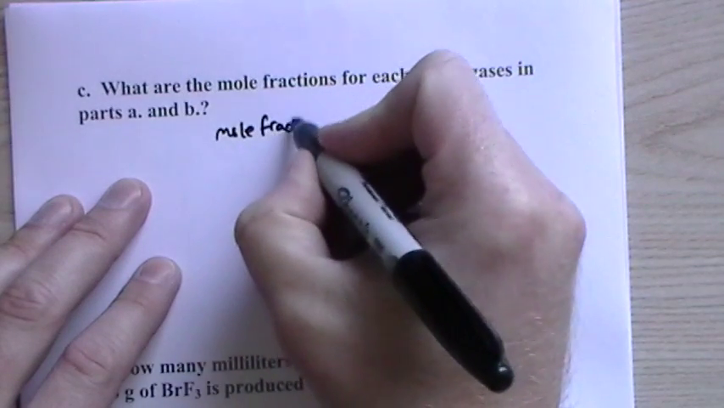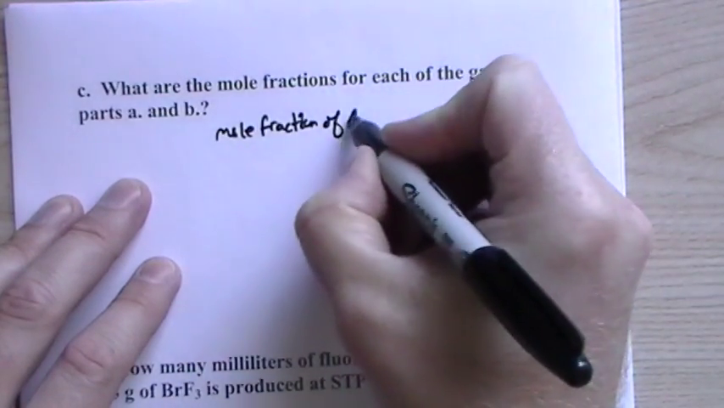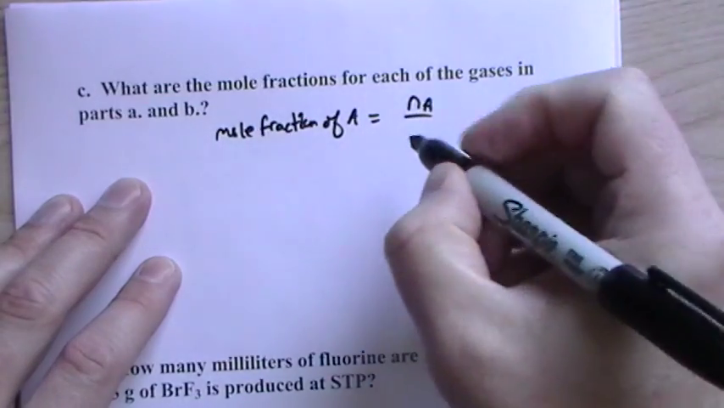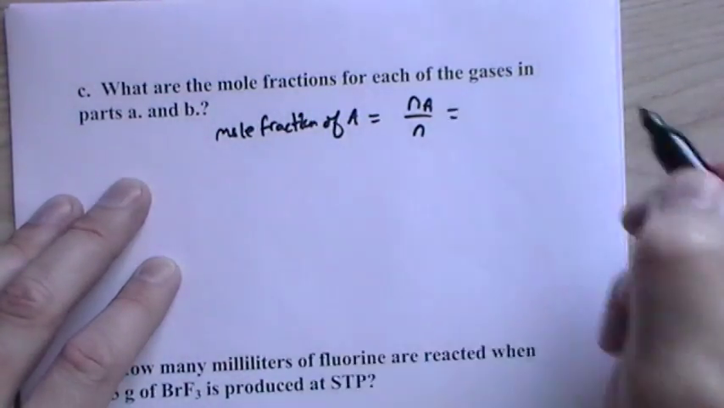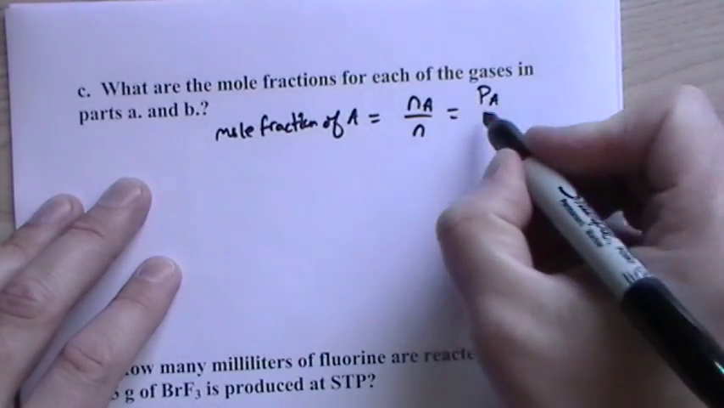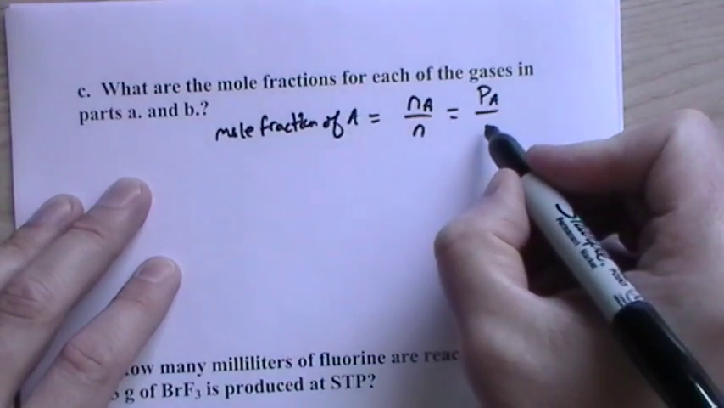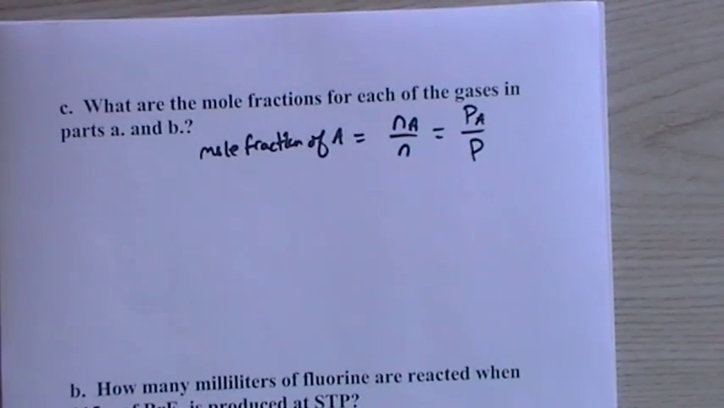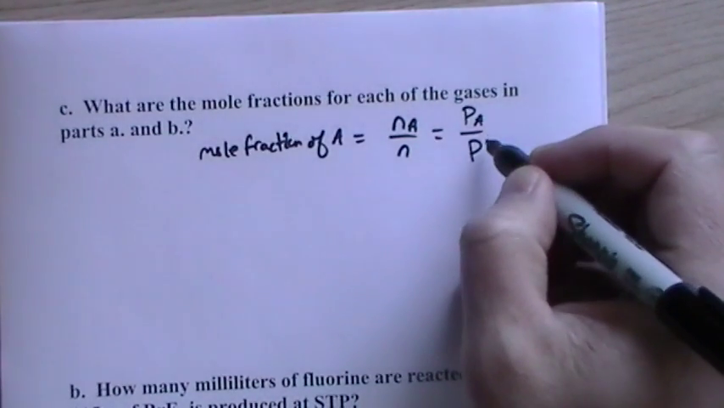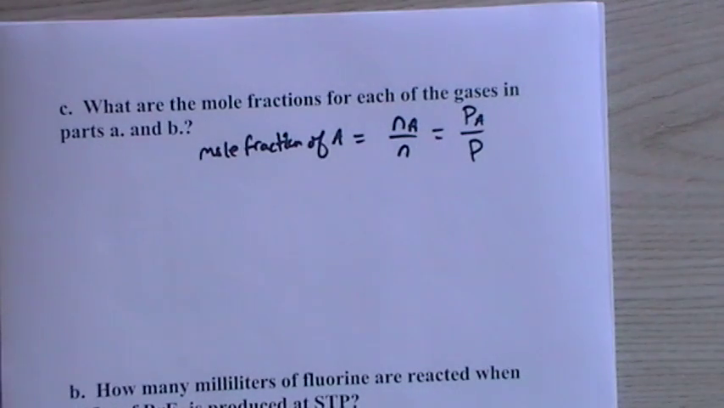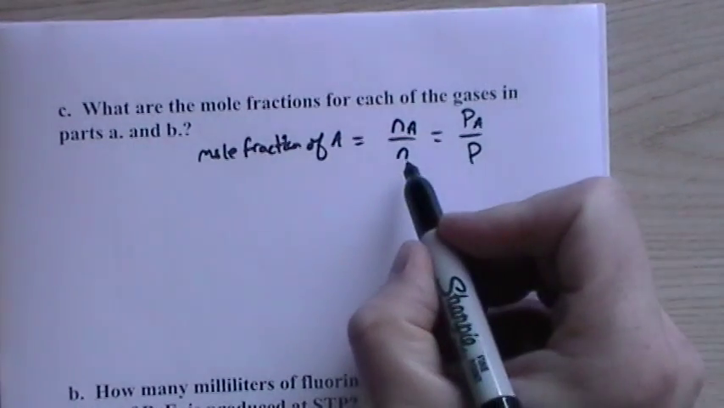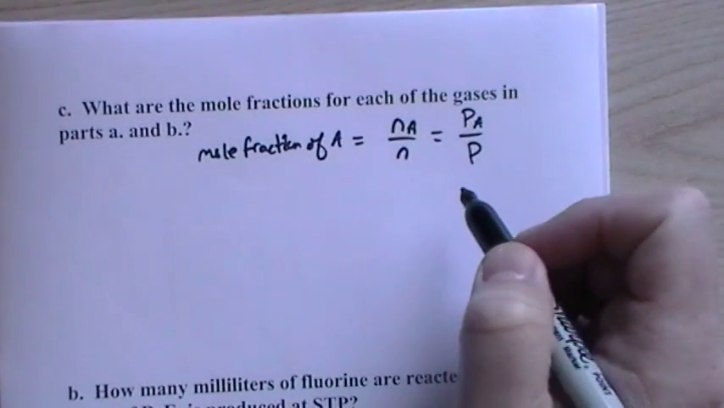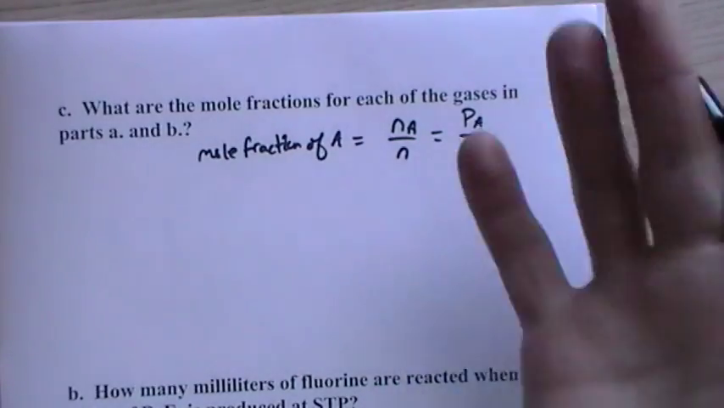The mole fraction of A is equal to the number of moles of A divided by the total number of moles. And this turns out to be equal to, if we're talking about gases, the partial pressure of A divided by the total pressure. So if we know the partial pressure of a species and we know its total pressure, we can find that fraction, and that's going to be equal to the mole fraction. If the mole fraction is 0.5, that means 50% of all the molecules present are of that species.